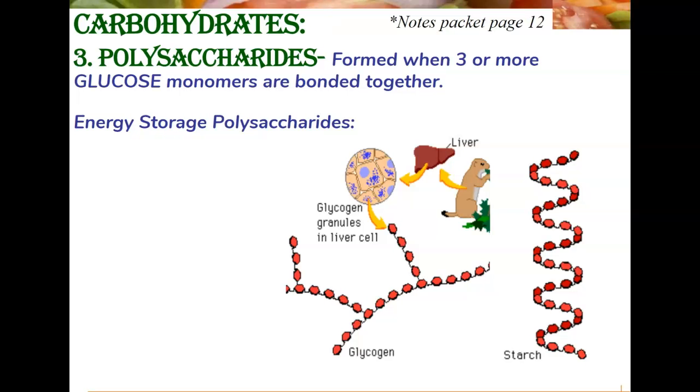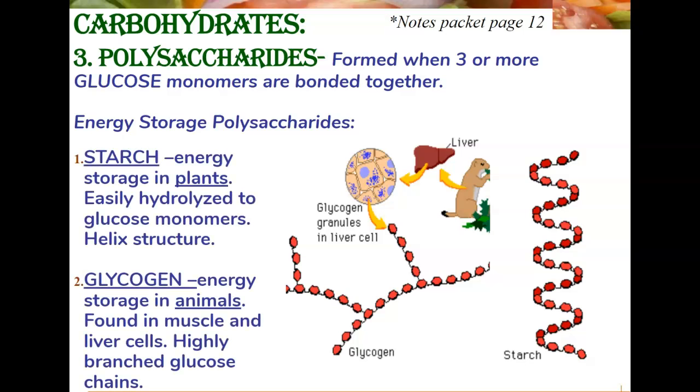Okay, so carbohydrates can also come in the form of polysaccharides. A polysaccharide is 3 or more glucose monomers bonded together. Polysaccharides can be divided into energy storage or structural polysaccharides. So we'll start with the energy storage polysaccharides, and that would be starch and glycogen.